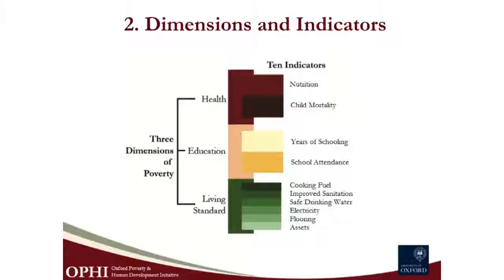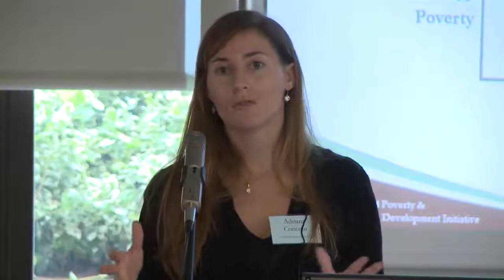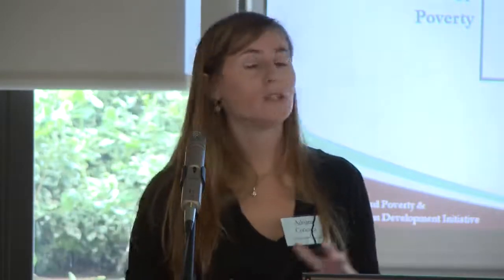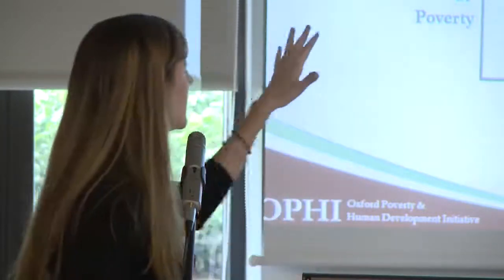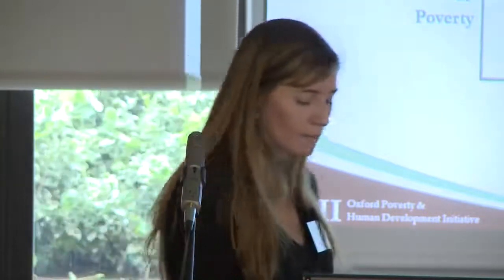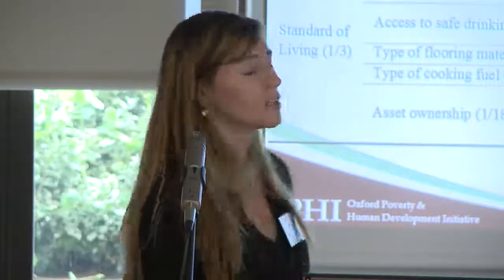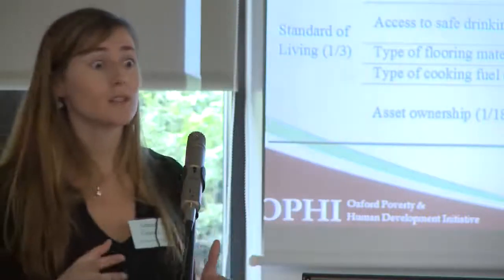Okay, so now we're going to go directly into the specifics of the global MPI. Basically, in this index of acute poverty, we include 3 dimensions, which are health, education, and living standards, and 10 indicators. We have 2 indicators of health, 2 indicators of education, and 6 indicators of living standards, as presented in this diagram. Here in this table, we have the specificities of each of these indicators.